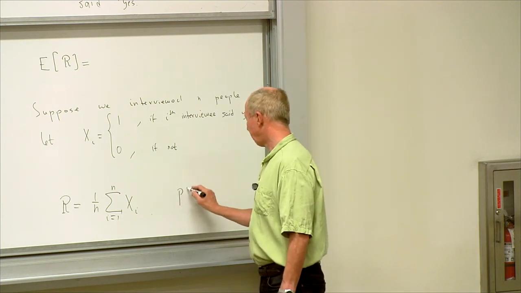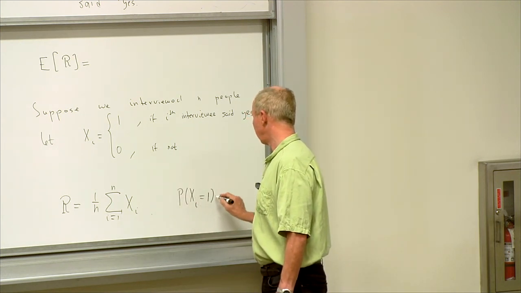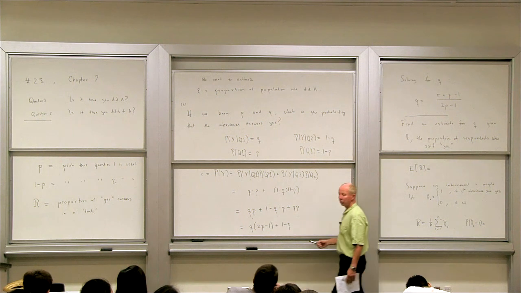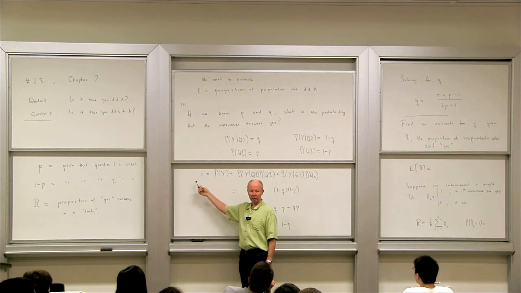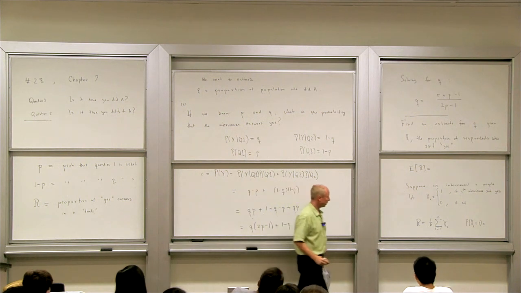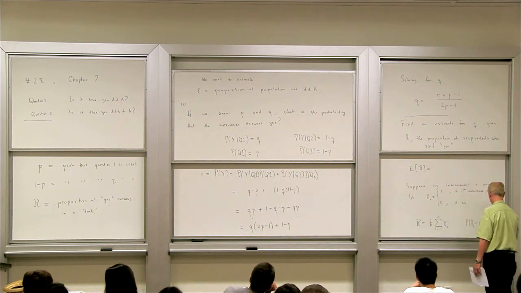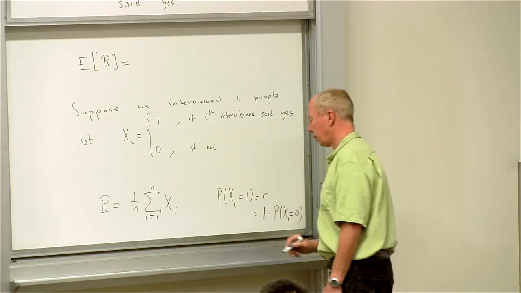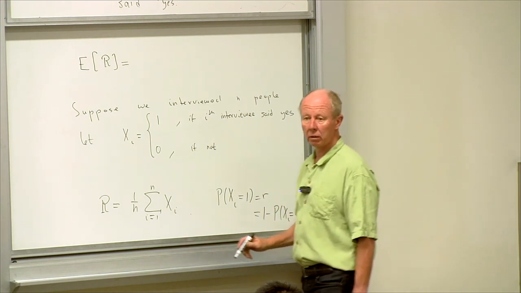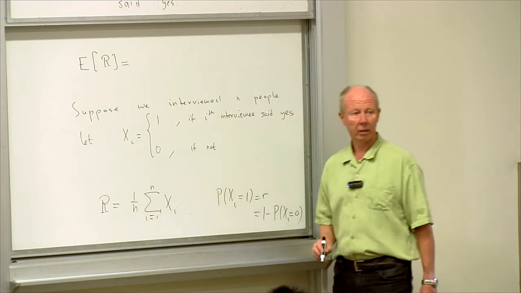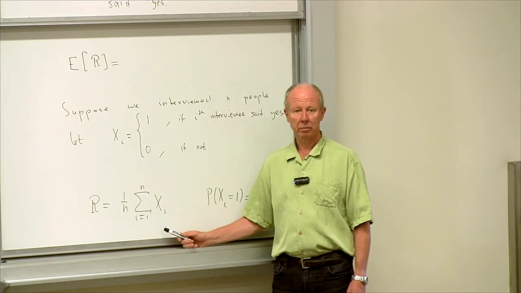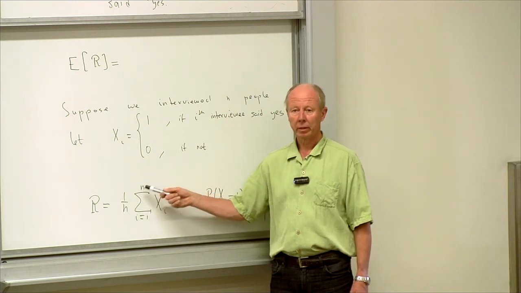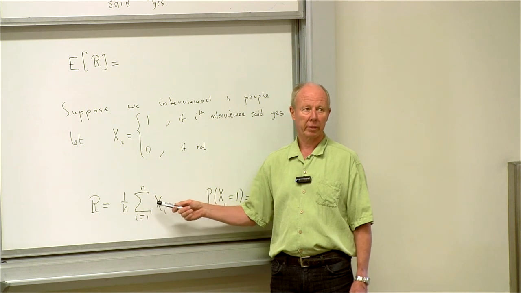What's the probability that Xi is 1? It's the probability of getting a yes. It's little r. And of course, that's 1 minus the probability Xi is 0. So what's the expected value of capital R? How do you take expected value of something like this? Well, you get 1 over n times the expected value of the sum. That'd be 1 over n times the sum of the expected values.